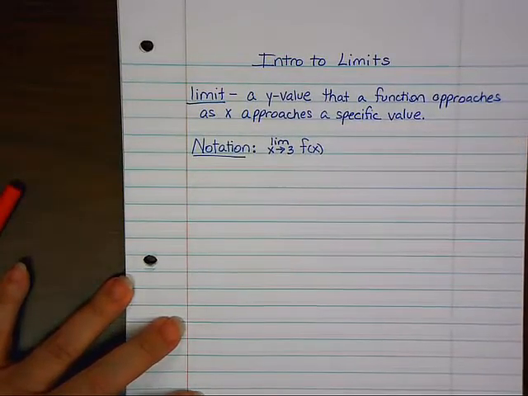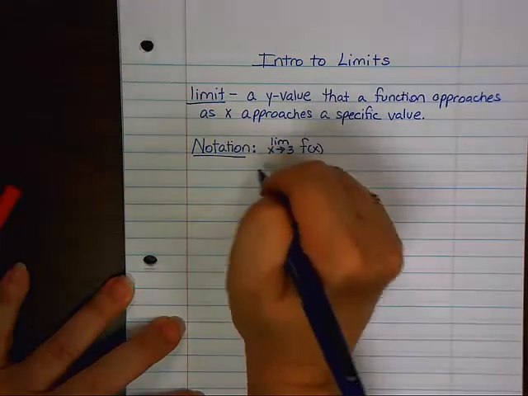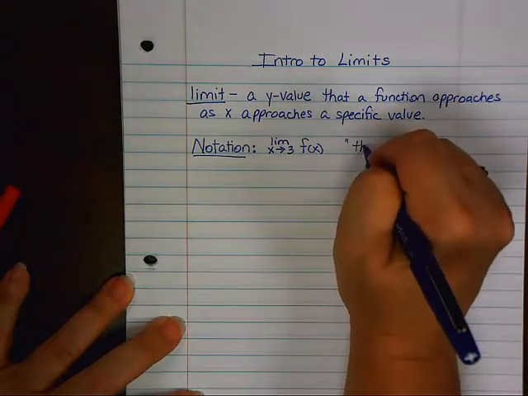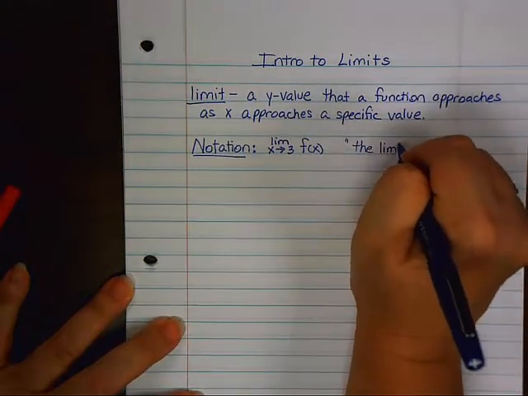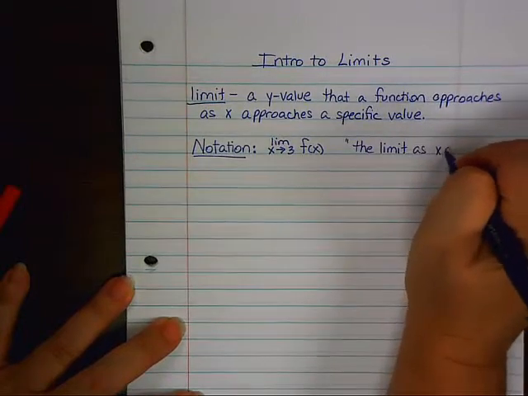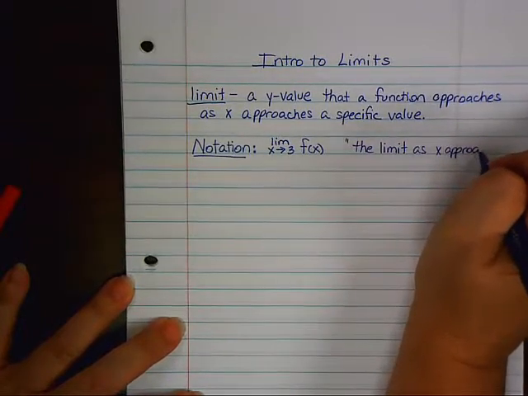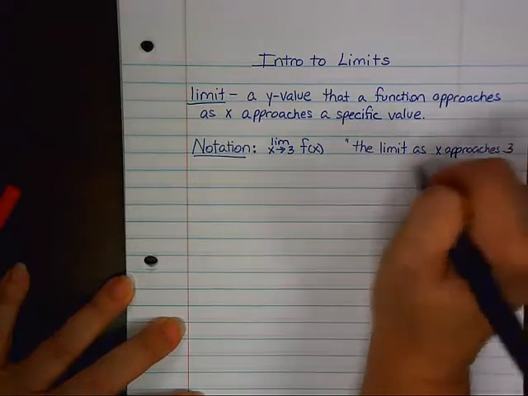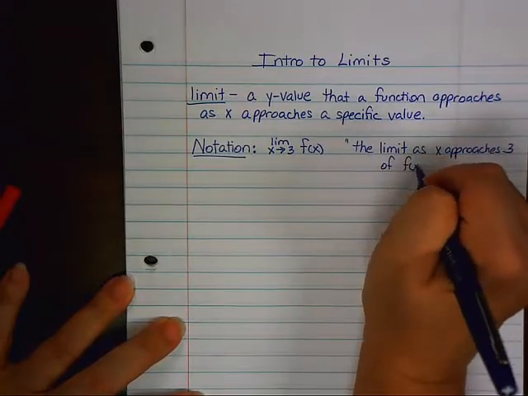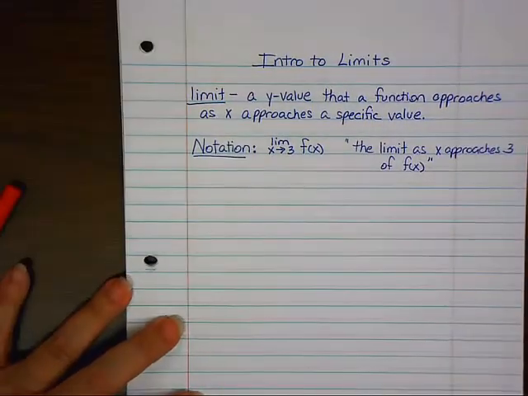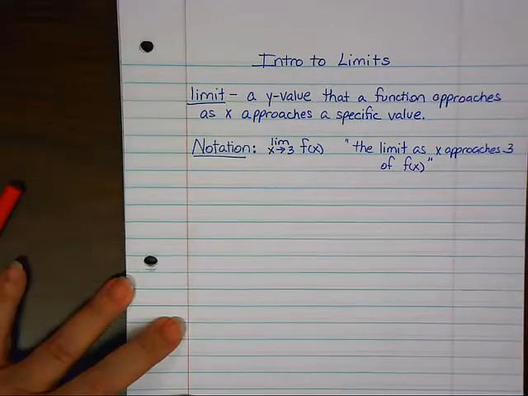Now, you need to know how to read that, okay? The way that is read is the limit as x approaches 3 of f of x. The limit as x approaches 3 of f of x. So as I'm teaching, as I say that phrase, you know now what to write down. LIM, x with the arrow, and then the number that I give you.